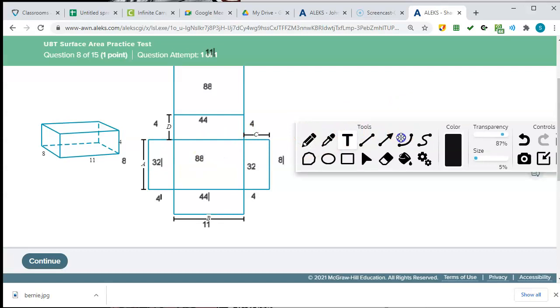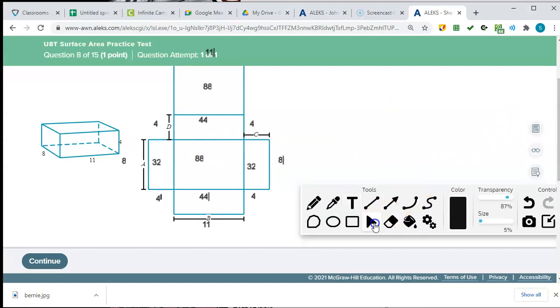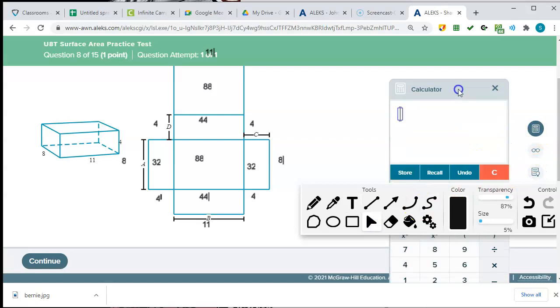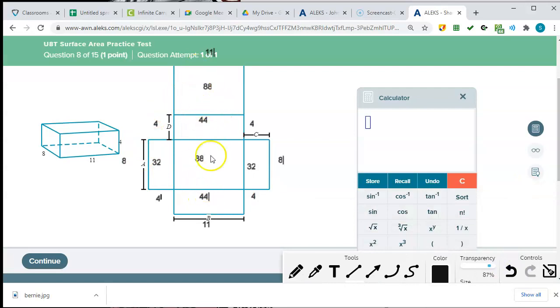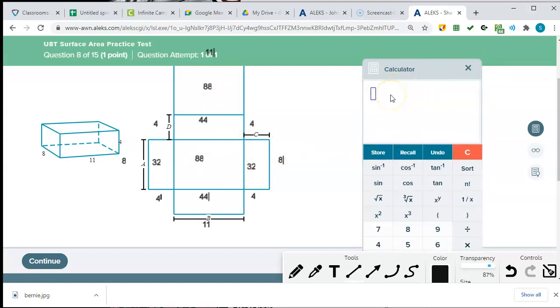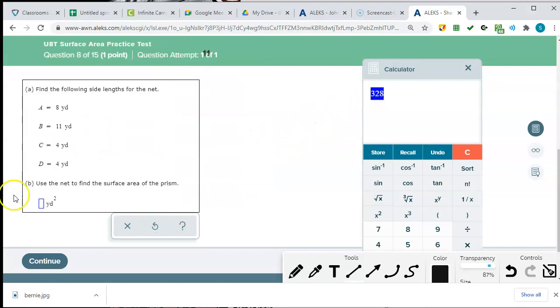So if we wanted to, and I think we get a calculator on this one, we could just add up those areas to get our total surface area. Now, unlike triangular prisms, in rectangular prisms, opposite sides are always the same. So we can't just do one and then copy it for a triangular prism, but we can do that for a rectangular prism. So we've got 88 plus 44 plus 32, and then we've got 2 of each of them. So I'm going to put those all in parentheses and multiply by 2. So we get that our area is 328 square yards.